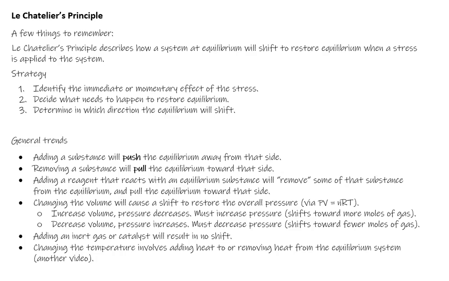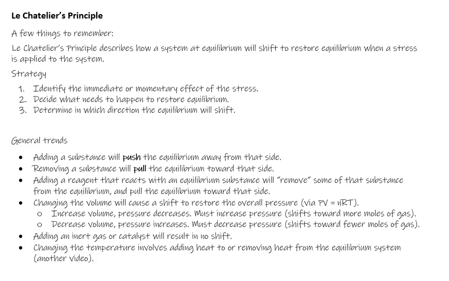The next thing you do is decide what needs to happen before you think about the direction of the shift. For example, if there are too many reactants momentarily, then in order to restore equilibrium, more products will need to form. And finally, based on what needs to happen, in which direction will the reaction shift to restore equilibrium? If more products need to form to restore equilibrium, then the reaction will shift to the right.